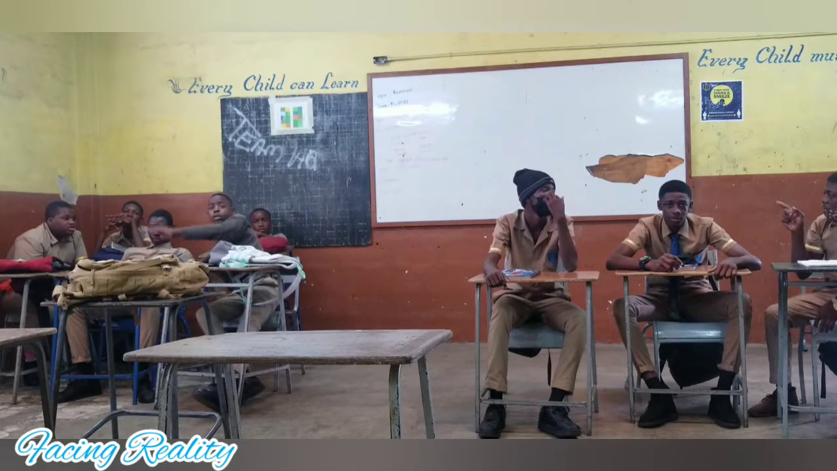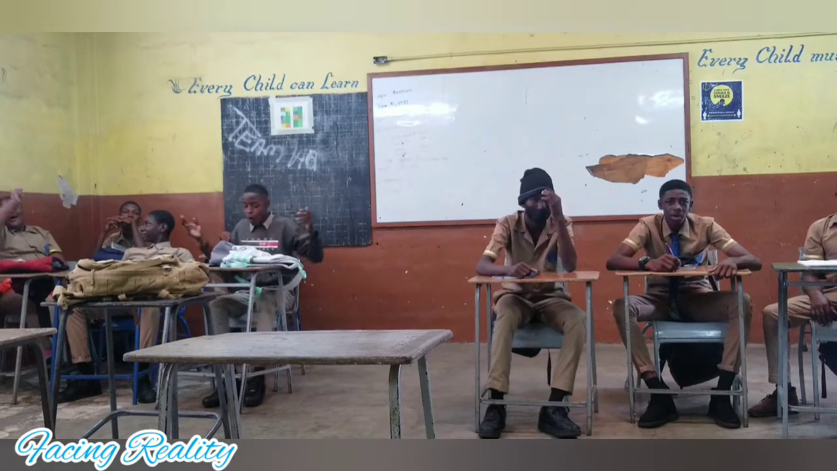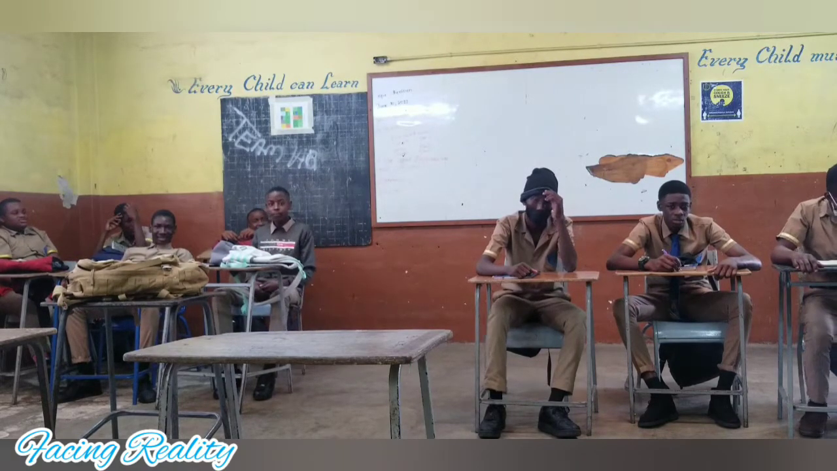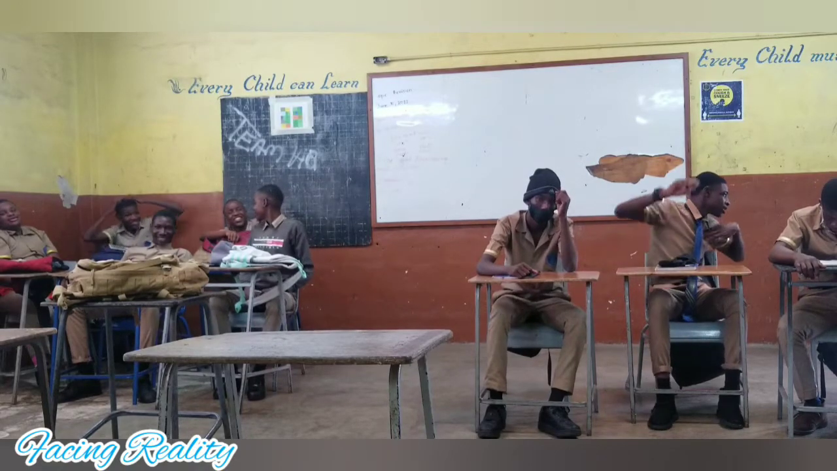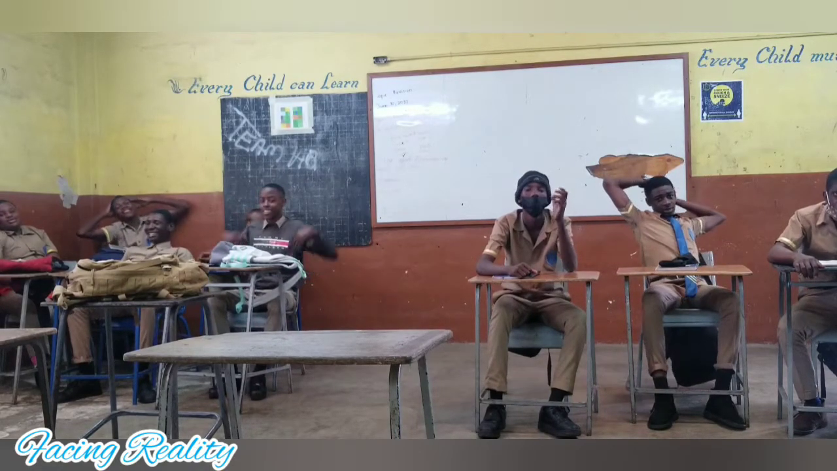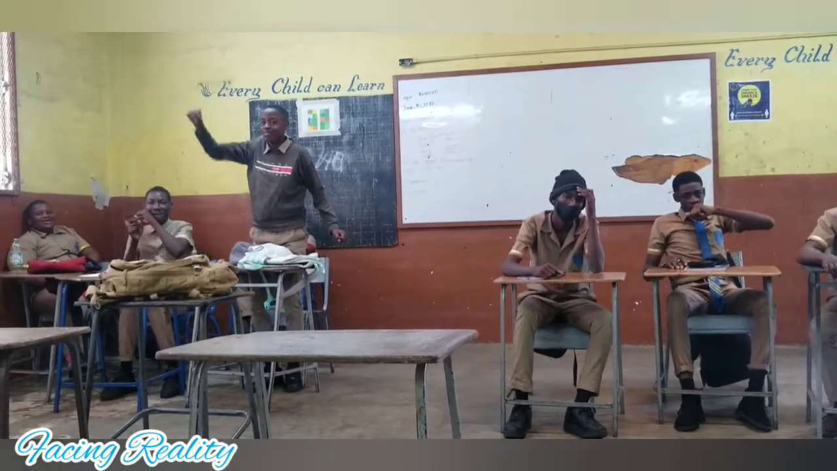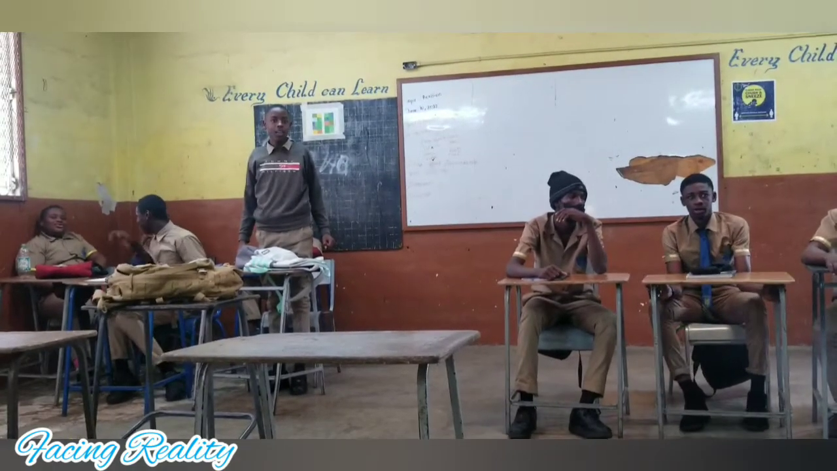Incorrect. B is correct. Ethnic background. So at the end of the match, the winner is Team A with 13 points and Team B with 9 points. Congratulations.